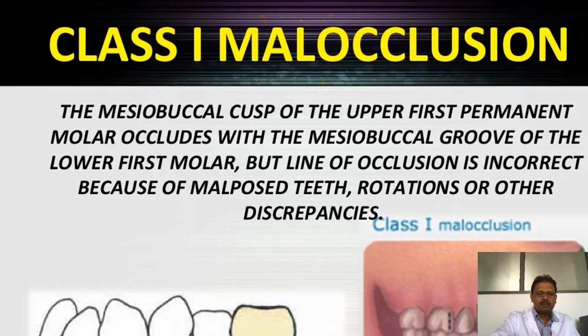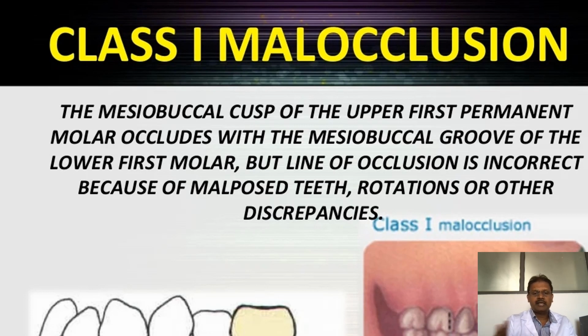So Angle's class 1 malocclusion, as I told you a while back: the mesiobuccal cusp of the upper first permanent molar occludes with the mesiobuccal groove of the lower first permanent molar, but the line of occlusion is incorrect because malposed teeth, rotation, or other discrepancy are present. That means the occlusion will be class 1, but we will have crowding or any malposed teeth or rotation or discrepancy. This is basically called class 1.